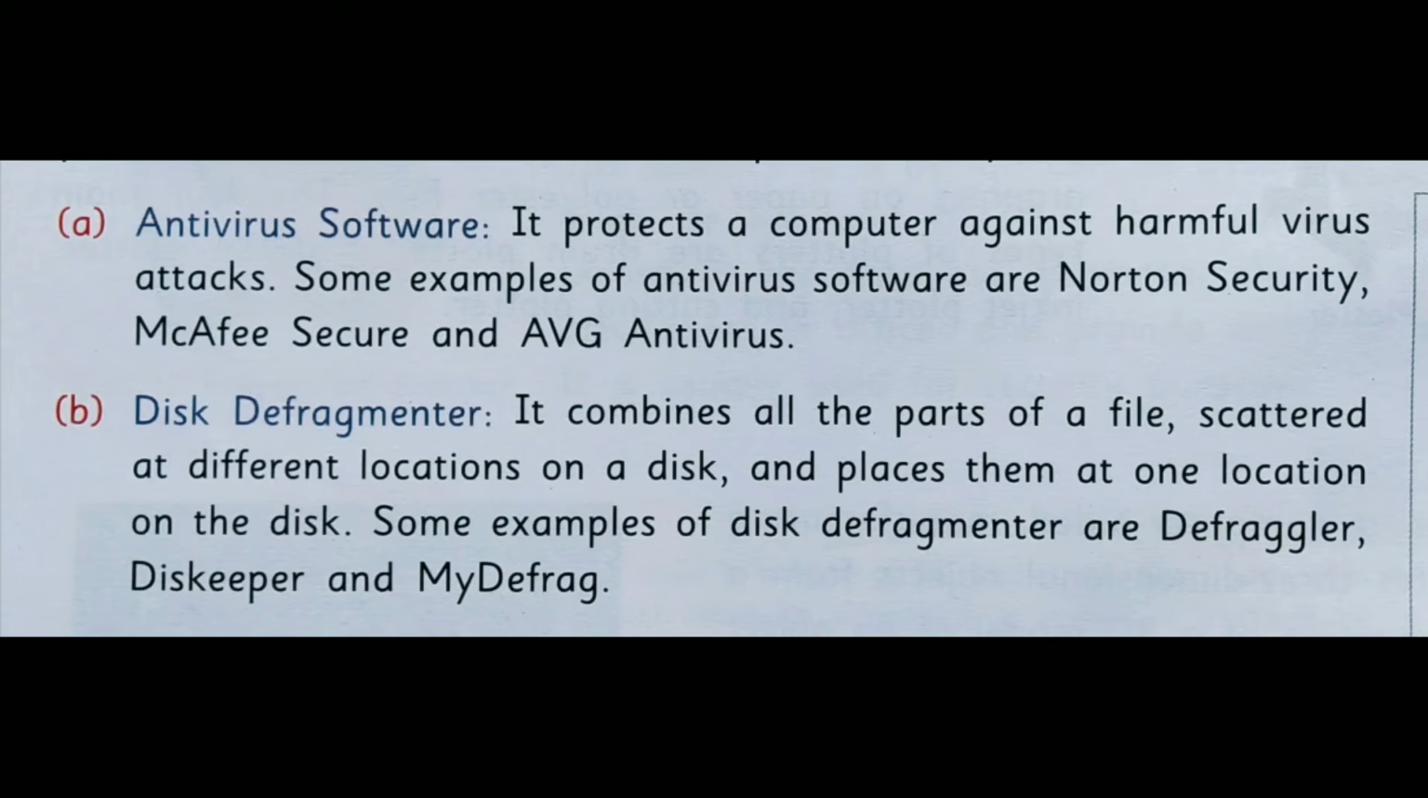Disk defragmenter. It combines all the parts of a file scattered at different locations on a disk and places them at one location on the disk. Some examples of disk defragmenter are Defraggler, Disk Keeper, and MyDefrag.